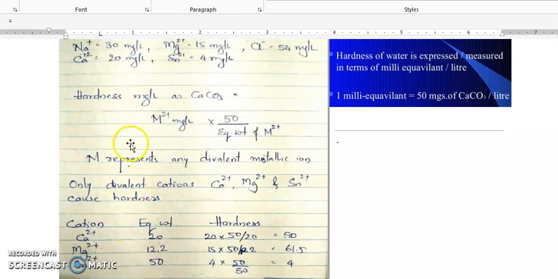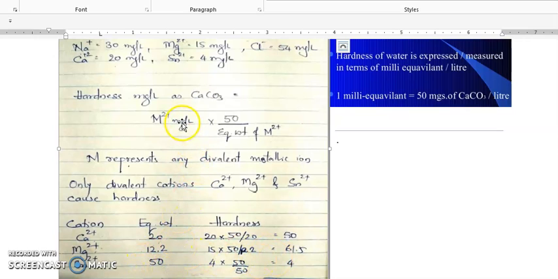Now there is a formula here which you have to remember. Hardness in mg per liter as CaCO3 equals M plus 2 in mg per liter into 50, divided by the equivalent weight of the M. What is M? M represents any divalent metallic ion. So we have 3 divalent metallic ions here. You make 3 columns here. You write the cation names, that is Ca, Mg and Sn. You write the equivalent weight of that. You have to remember this. Calcium has an equivalent weight of 20. Mg has an equivalent weight of 12.2. Sn has an equivalent weight of 50.